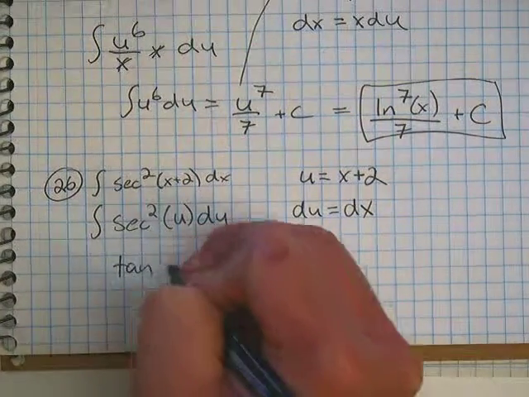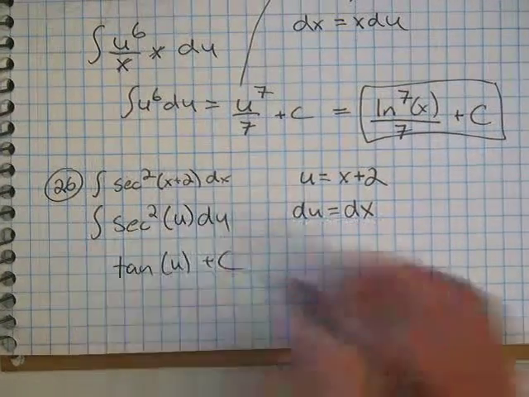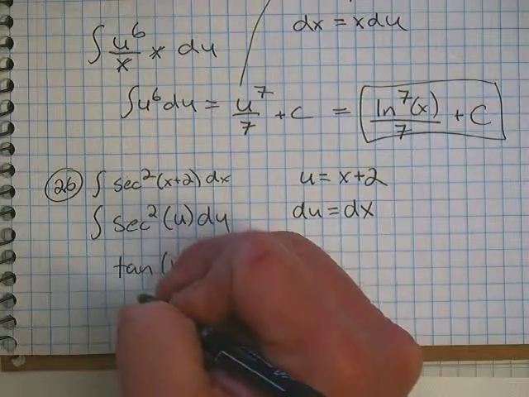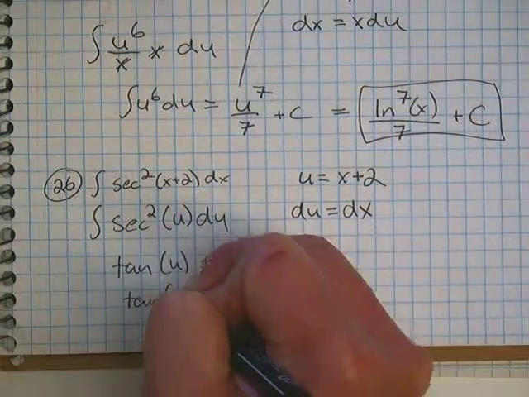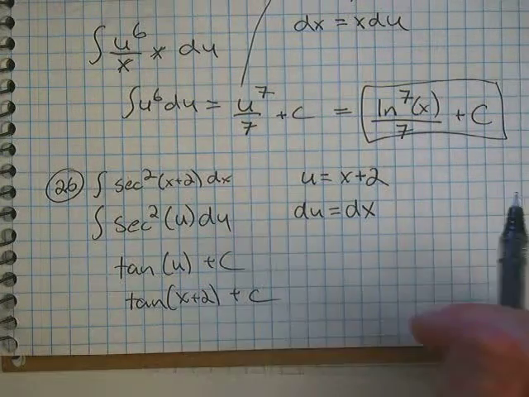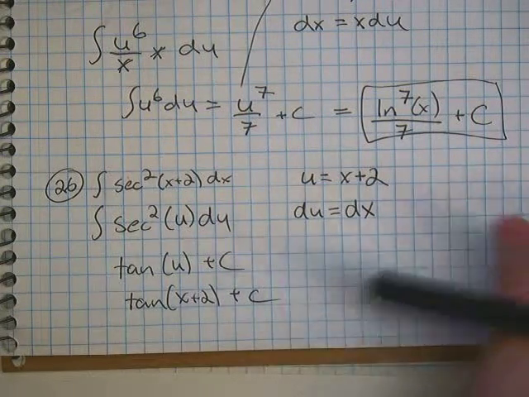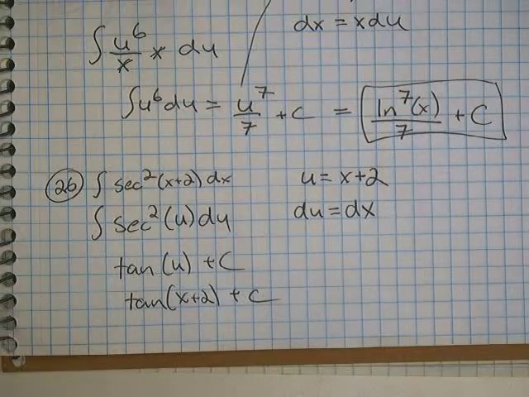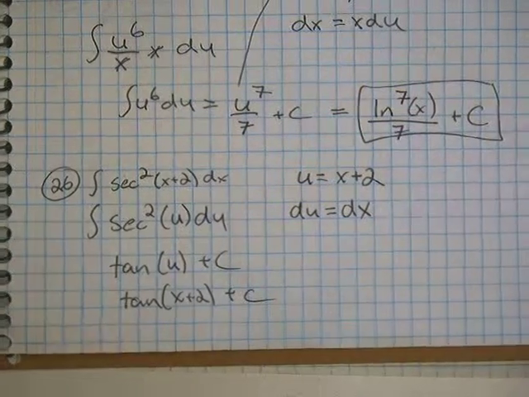Secant squared of u, dx just happens to be du. So this is the tangent of u plus c. And replace the u, so we get the tangent of x plus 2 plus c. Boom, done.